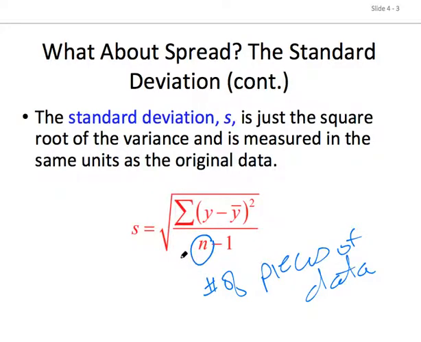Okay, the standard deviation is in the same units. Once we square everything with variance, we really don't have units anymore because it doesn't make sense that all the units are now squared. So that's another thing to keep in mind, is that standard deviation is going to be the same units because we've taken the square root of the variance.